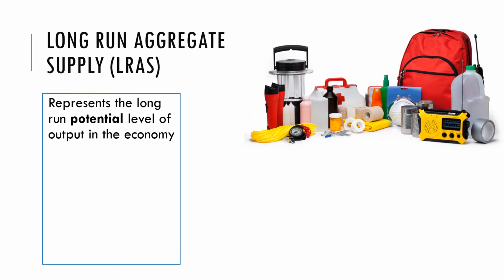Let's start off with what is meant by long-run aggregate supply and how it differs to short-run aggregate supply. So long-run aggregate supply represents the potential maximum level of output in the economy. So how much could potentially be produced, the maximum. Whereas short-run aggregate supply tells us in the short term, what is the relationship between price level and the quantity that could be produced. The long-run aggregate supply curve or concept tells us what could be the potential maximum level of output in the economy.